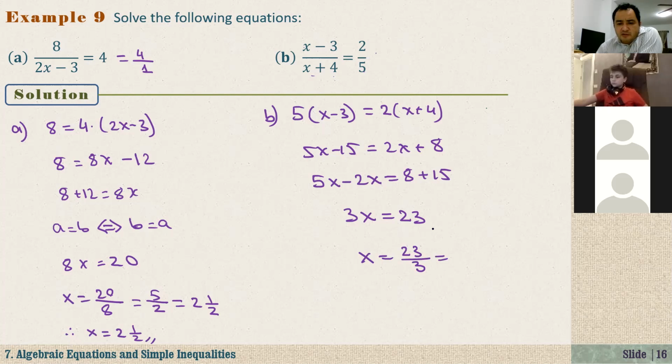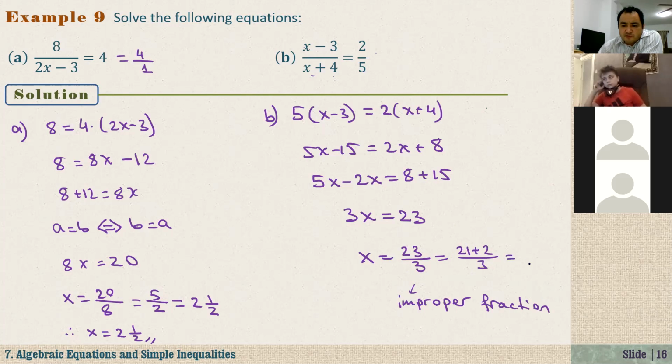Selin, can you change this into a mixed number? That is an improper fraction, right? Because if the numerator is greater than the denominator, we call this an improper fraction. So usually if it is improper, we have to change it into a mixed number. So how many 3's do we have in 23? I can write it as 21 plus 2 over 3. 21 over 3 is 7, and here we have 2 over 3. Okay?